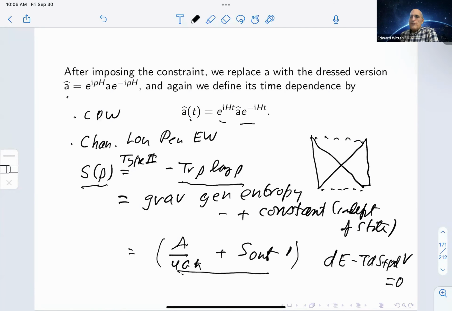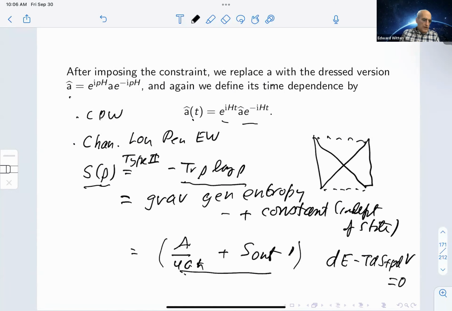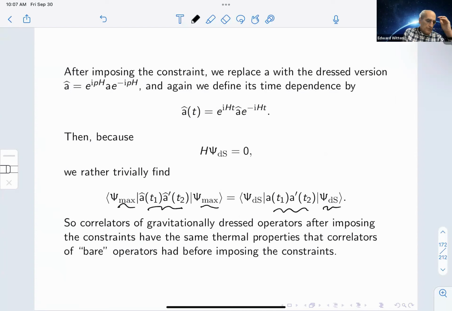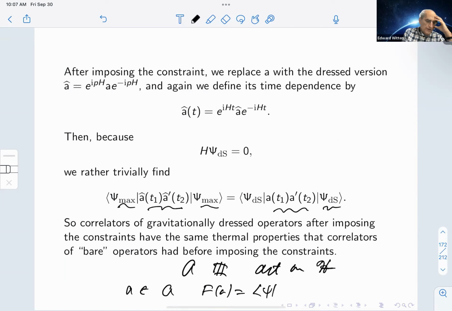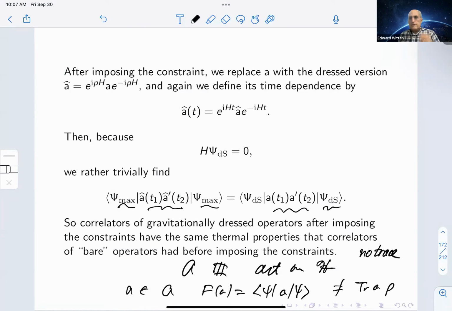Well, a type 3 algebra doesn't have a trace, so it doesn't have density matrices. A type 3 algebra can act on a Hilbert space. And if you have an element of the algebra a, you can define the function f of a, which is the expectation value in the state psi. But you can't write this as the trace of a times rho because there's no trace. So to have density matrices and therefore entropies, you need to have a trace.